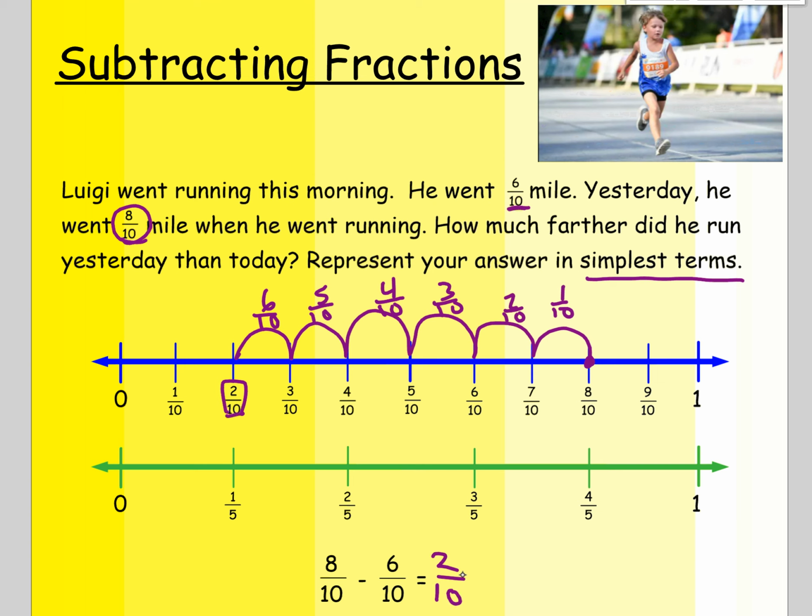But if you look at my other number line here, 2/10 lines up nicely with 1/5, which tells us that when we simplify 2/10, we're going to simplify to 1/5 of a mile.